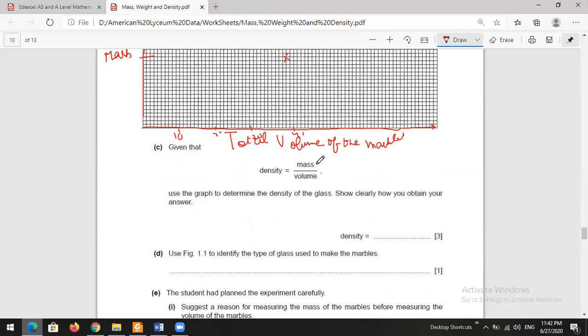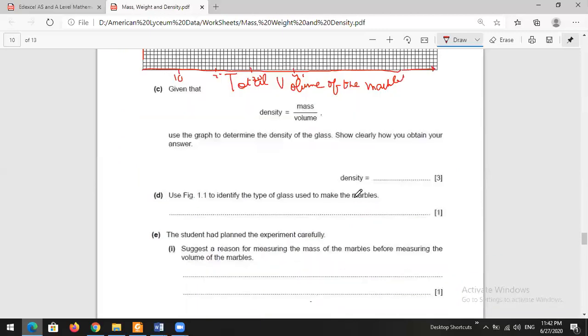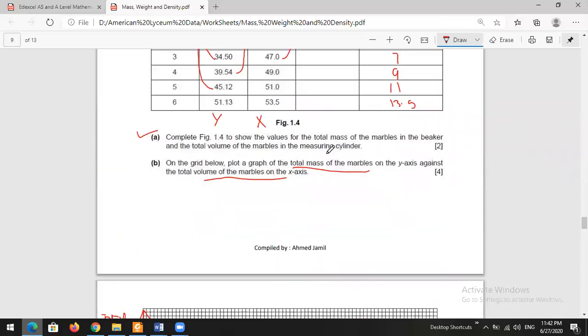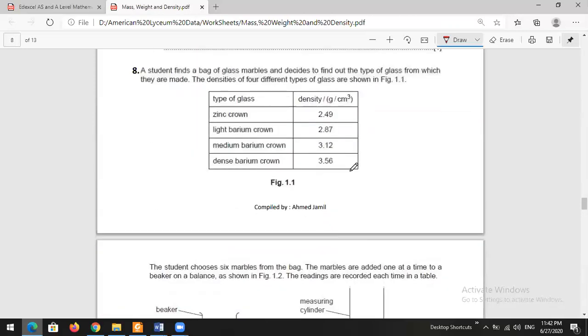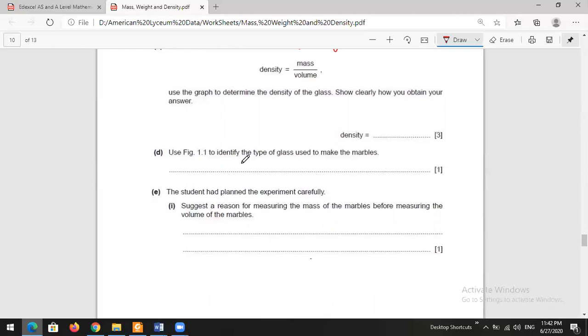Gradient is actually the rise over run. We have studied this in the physics kinematics chapter. So then write the density, which is calculated by the gradient formula. Then use figure 1.1 to identify the type of glass used to make the marble. So you have calculated the density, then compare it with the data given in the table. And if the value is closer to any of these materials, then write the material name here. So write the type of the glass here.